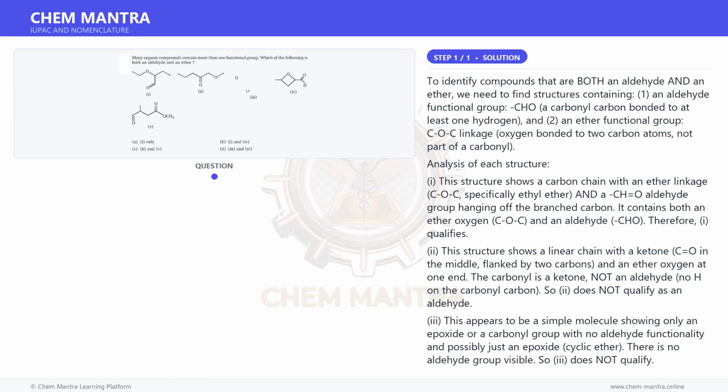Thus, only 1 and 4 contain both an aldehyde and an ether functional group. Why other options fail? A. 1 only misses 4, which also has both groups. C. 2 and 5. 2 has a ketone not an aldehyde, 5 has an ester not a simple ether. D. 3 and 4. 3 lacks an aldehyde group.